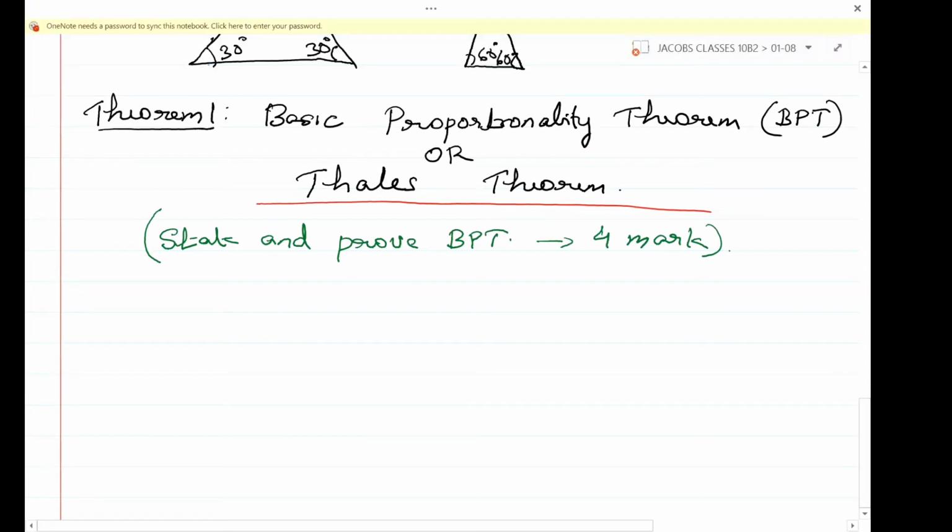Okay, so first of all, I am going to write the statement and then the proof. In the proof part, we have the diagram first, and then given, to prove, construction. It is the same as last year's geometry proofs. So please write the statement first. This is the theorem statement.